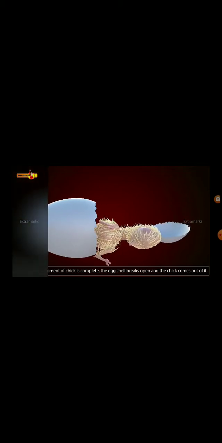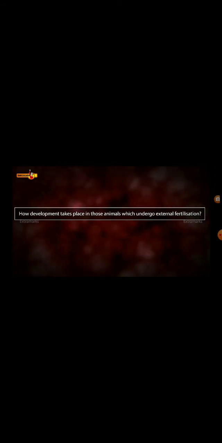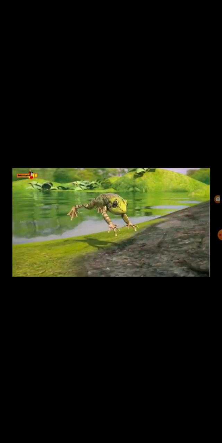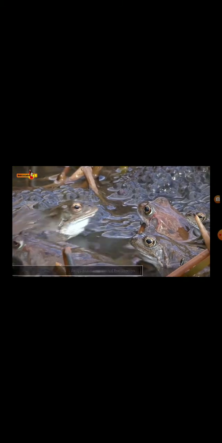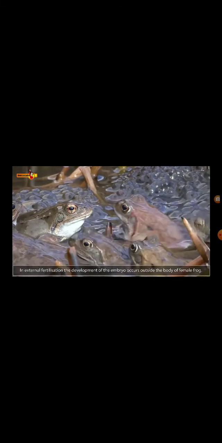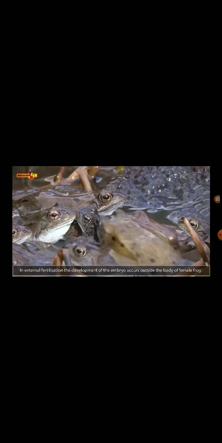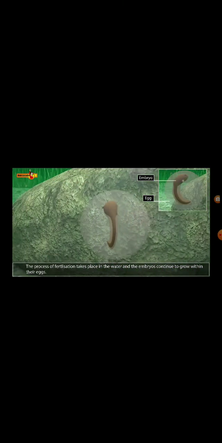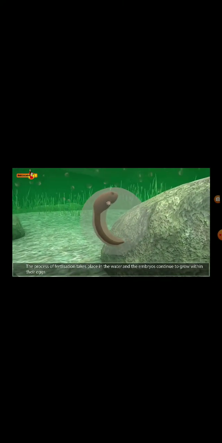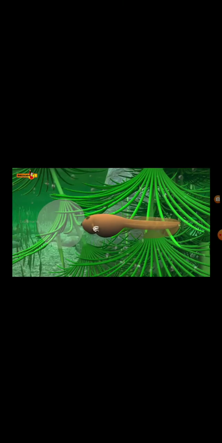Now a question that may click in your mind is that how development takes place in those animals which undergo external fertilization? To get the answer of this query, let us take an example of frog. Frogs practice external fertilization, that is, the development of embryo takes place outside the body of a female. The process of fertilization takes place in the water and the embryos continue to grow within their eggs. The embryo hatches out by rupturing the egg membrane.